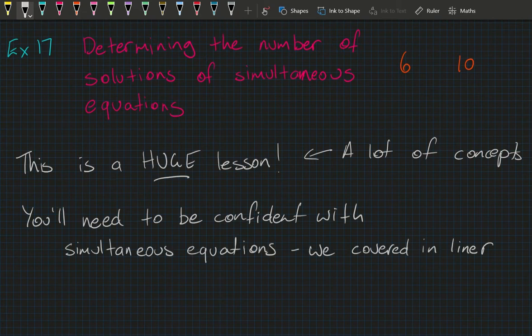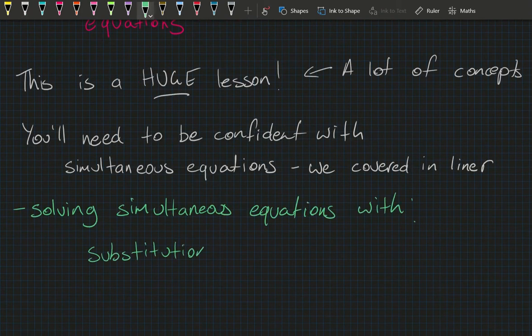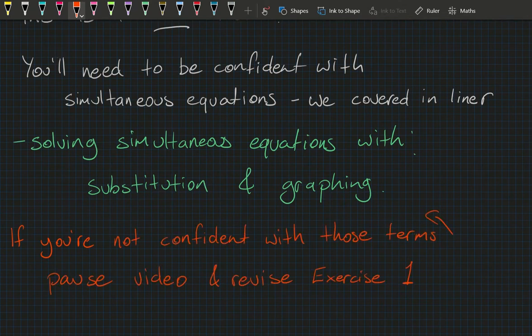And the two concepts from that you really need to bring to this lesson are solving simultaneous equations with substitution and graphing. And if you're not confident with either of these, you really need to pause the video right now and focus on revising exercise 1J.